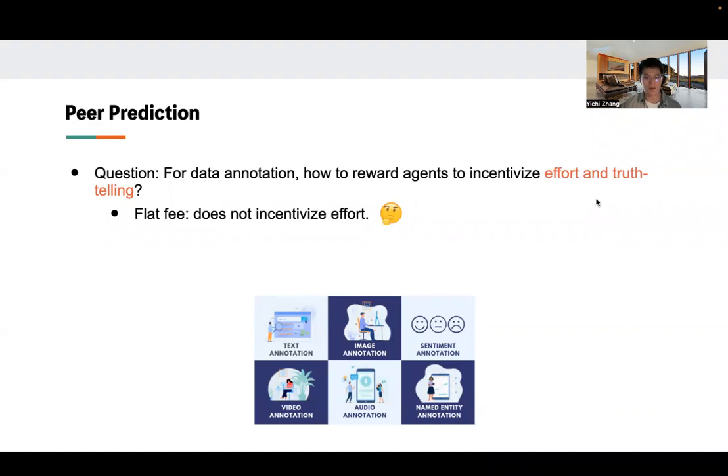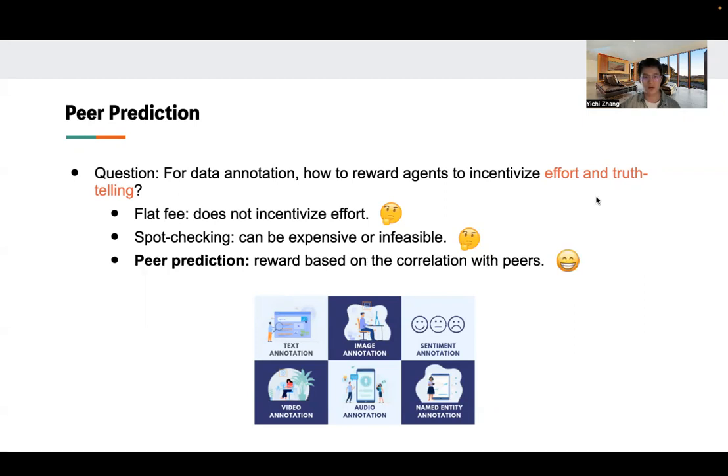Consider a flat fee mechanism, where we are paying everyone the same independent of their reports. However, this does not incentivize effort. We can use spot checking, which assumes some knowledge about the ground truth. However, the ground truth information can be expensive or even infeasible to obtain in a lot of cases. Here comes peer prediction, which works independent of ground truth.